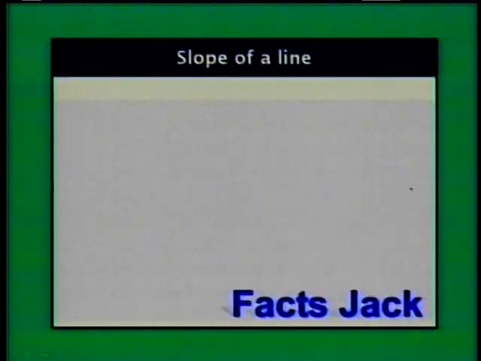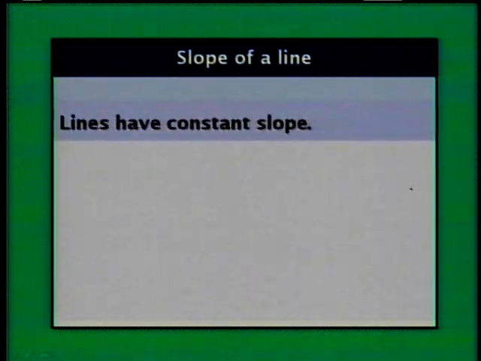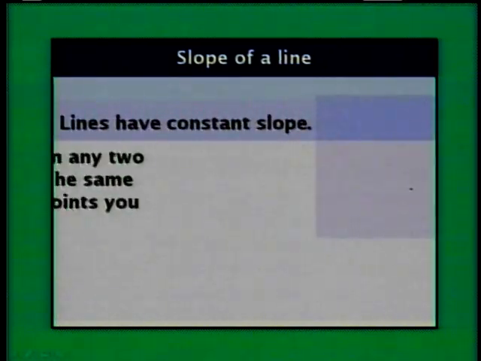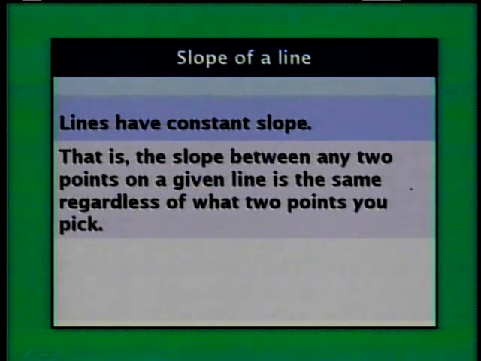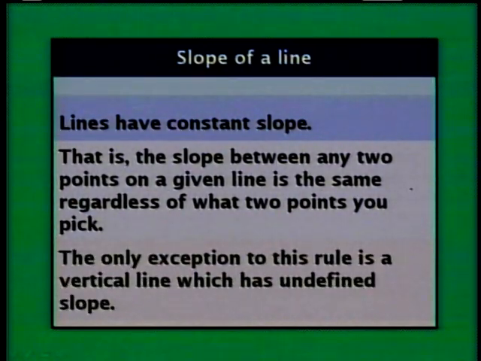So let's focus on slope of a line for a while. Here are some facts. Lines have constant slope. That is, the slope between any 2 points on a given line is the same, regardless of what 2 points you pick. There is one exception to this rule, and that is a vertical line, which has undefined slope. I'm going to ignore that issue for the rest of this lesson, and we're going to spend a good bit of time on that on another day. I just wanted to get that out there so that it didn't seem like I was contradicting myself later on.